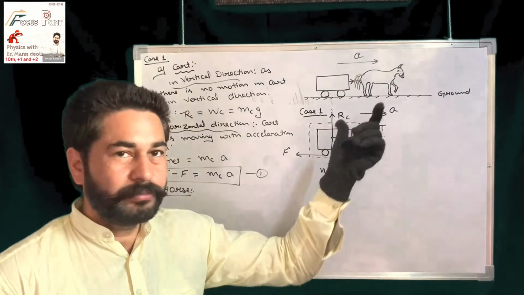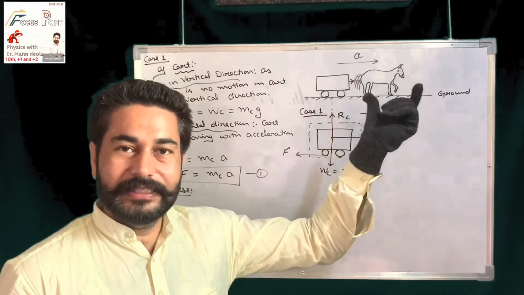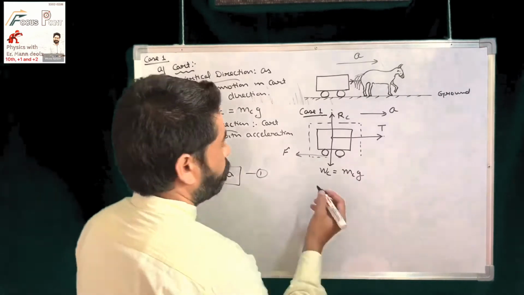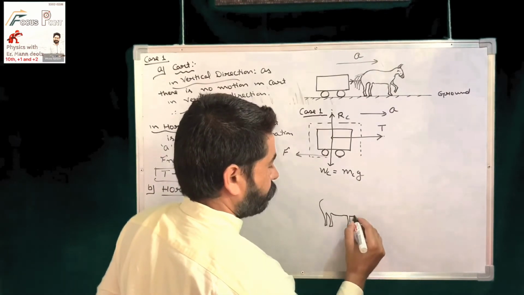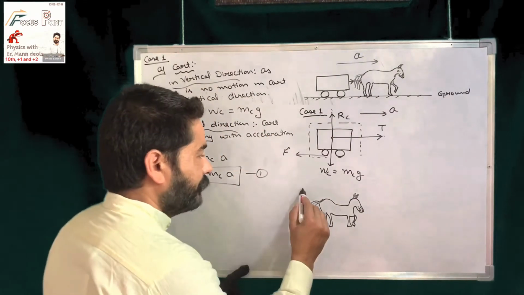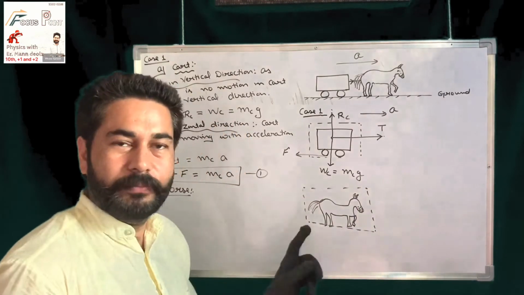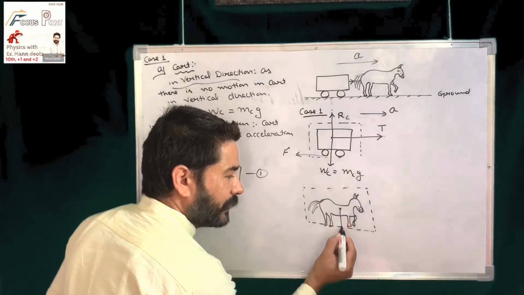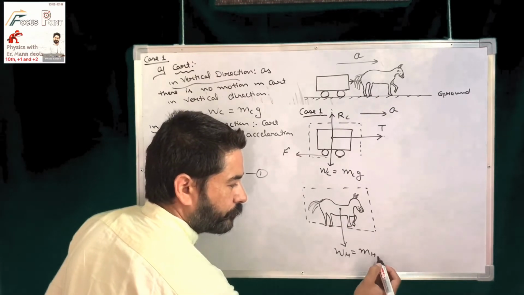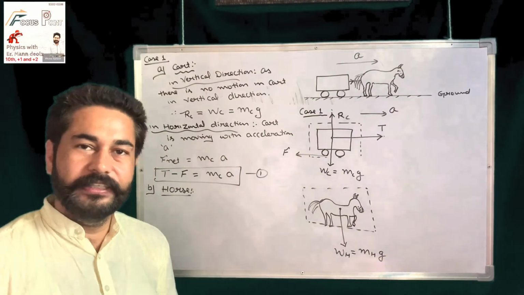Now if I draw the free body diagram of the horse, and we take this horse as one system. Now let's see how many forces are acting on the horse. Now I assume it as one system. Now how many forces are acting? One is in the downward direction, which will be equal to the weight of the horse, and weight is mg, mass of the horse, and acceleration due to gravity g.